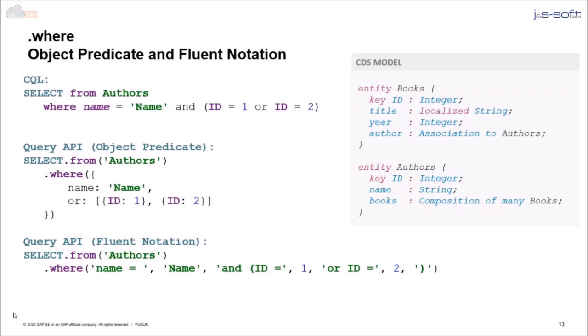Another notation, which is below, is a so-called fluent notation. Here you have a flat structure, not nested anymore. And in this flat structure, it's exactly the same where condition that you see above in the SQL. But in this case, you just write it in a flat way, in the alternative way.